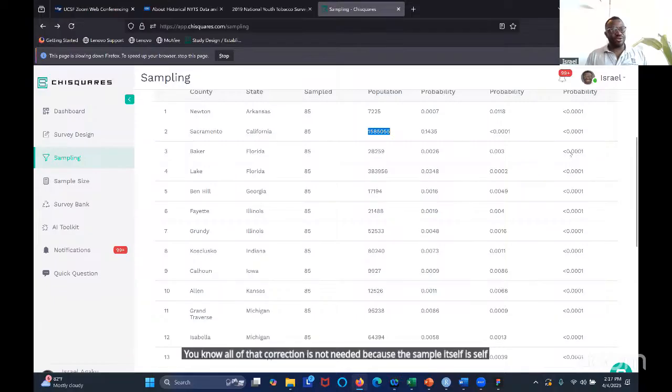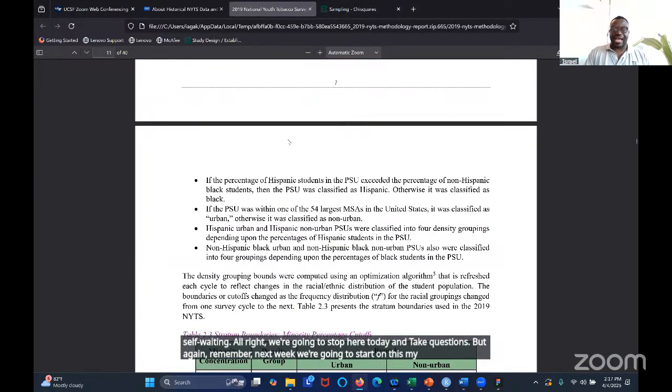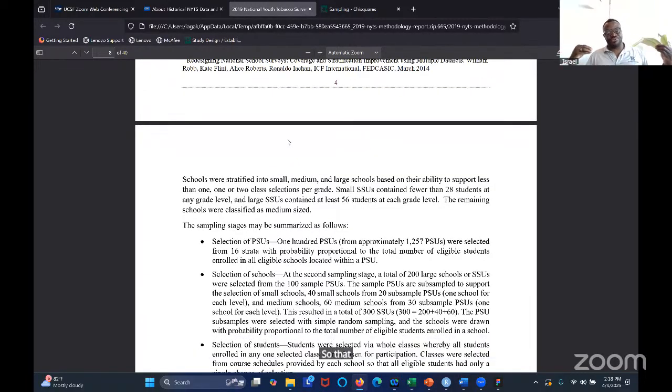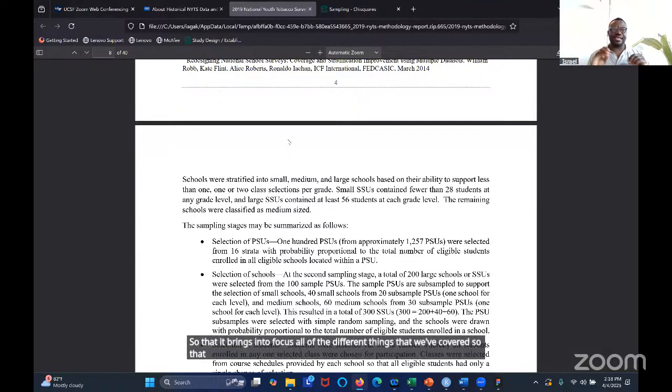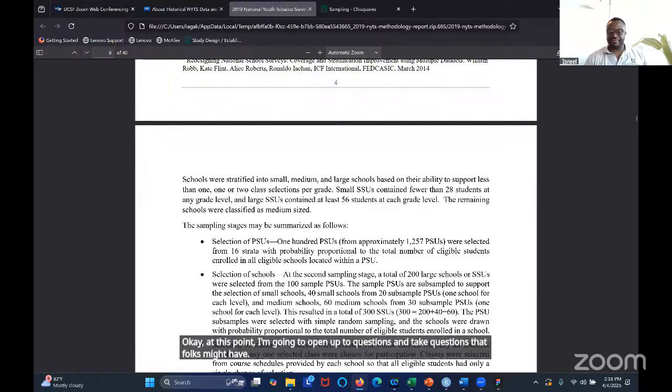All right, we're going to stop here today and take questions. But again, remember, next week we're going to start on this methodology, and we'll just dissect the whole design of NYTS so that it brings into focus all of the different things that we've covered, so that we can then connect the dots together. Okay, at this point, I'm going to open up to questions and take questions that folks might have.